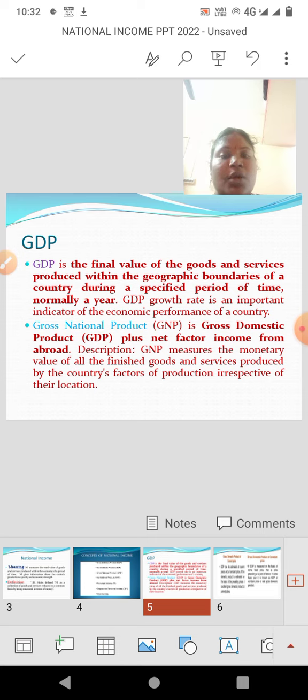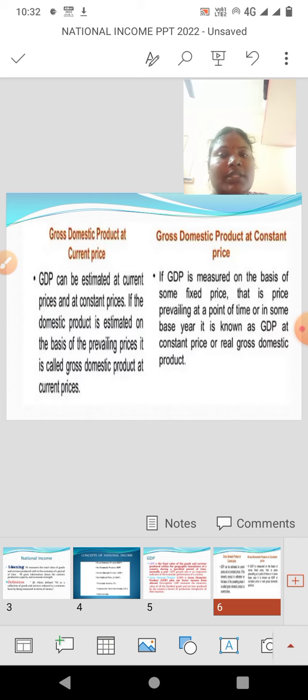GNP is gross domestic product plus net factor income from abroad. GNP measures the monetary value of all the finished goods and services produced by the country's factors of production irrespective of their location. Another one is gross domestic product at current price and gross domestic product at constant price.